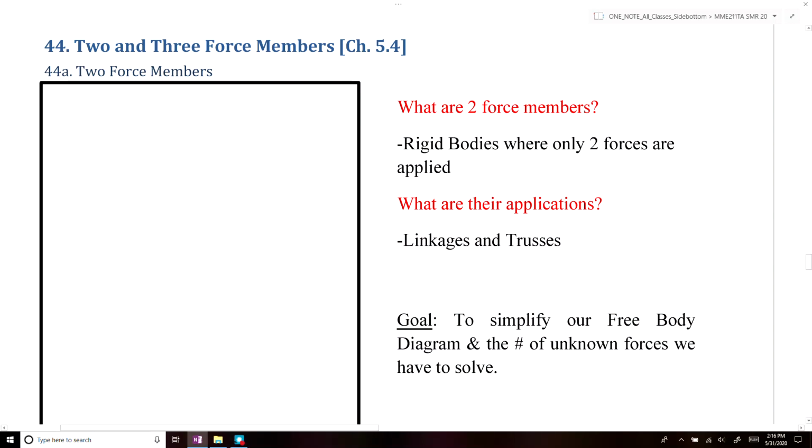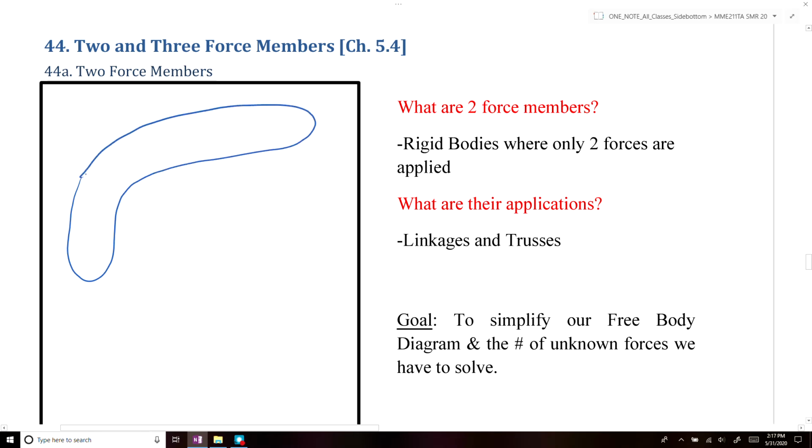In this video, we're going to talk about simplifying our free body diagrams of systems of rigid bodies. So in this case, we have a two-force member. So what is a two-force member? A two-force member is any rigid body that has two forces being applied to it.